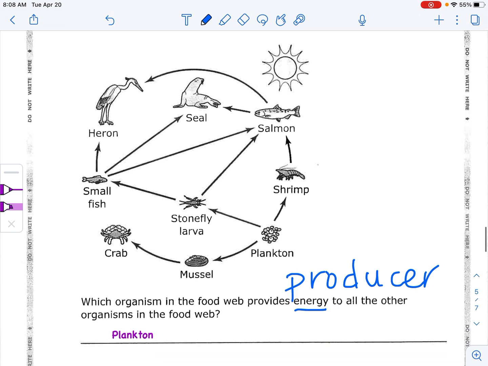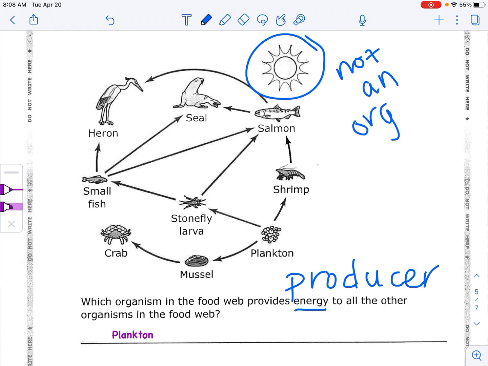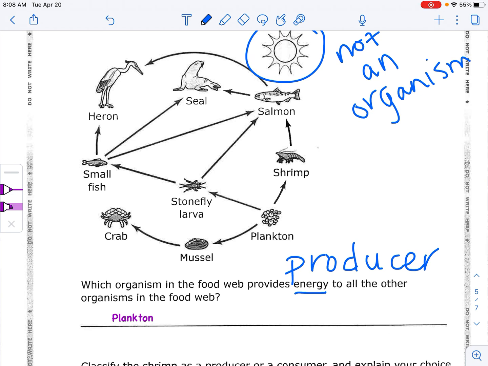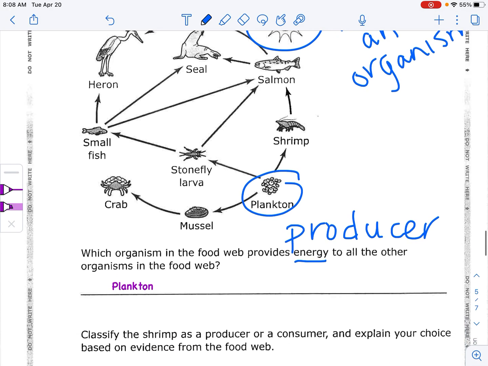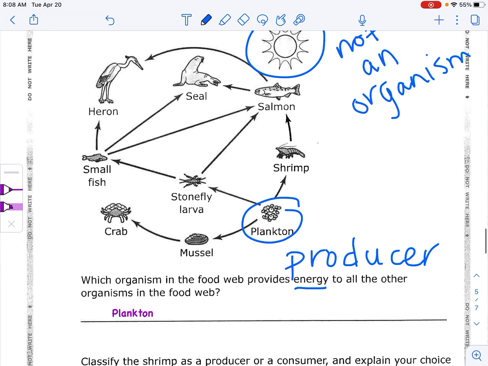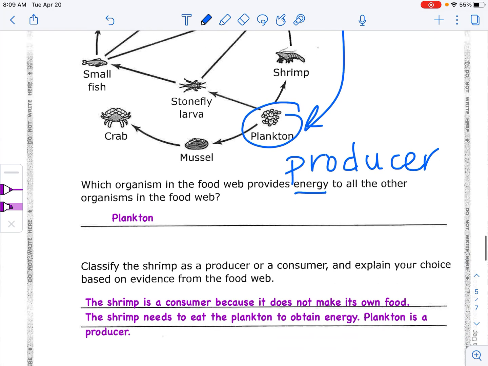Don't be tempted to say that the sun is the organism, because the sun is not an organism. So it is the source of energy for the producer, but it's not going to be what gives energy to all the other organisms in the food web. So in this case, it's the plankton, the plant product. This is the producer, which makes its own energy using the sun to make its own food, and then stores the rest, and then other organisms eat it.